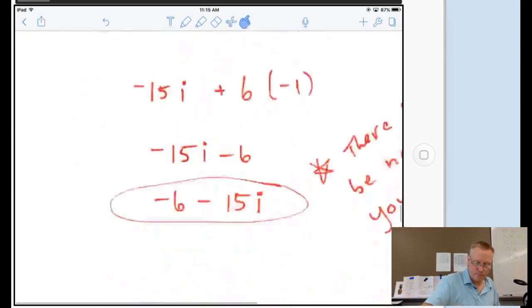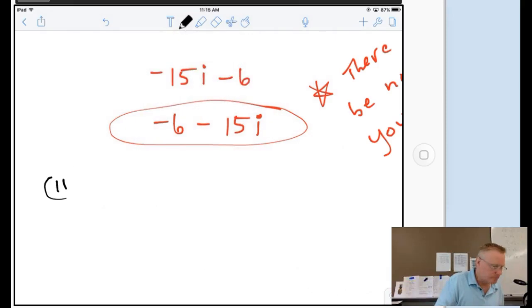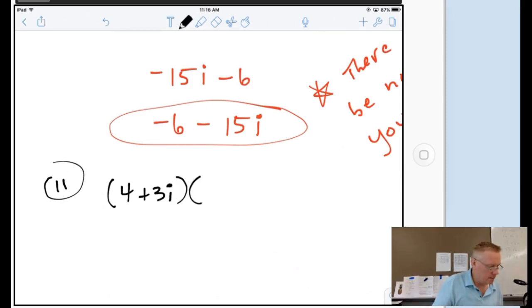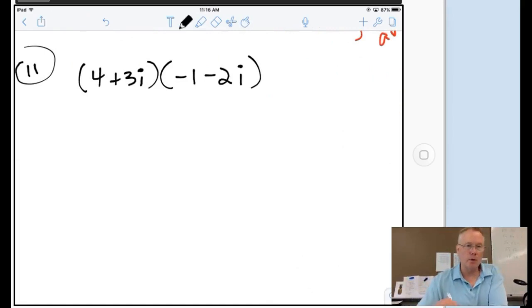Number 11. 4 plus 3i times negative 1 minus 2i. Okay, so two binomials multiplied together. This is FOIL or box technique, whichever you prefer, okay?